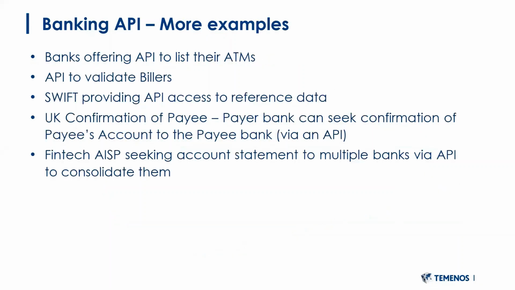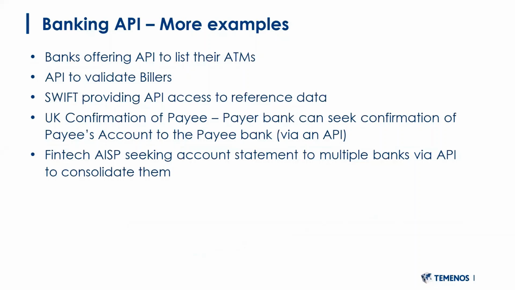There are many more examples in the banking world. Banks offer APIs to list their ATMs. If you have an app and you want to help your customers find the nearest ATMs, you can call these APIs and get the list of ATMs to be shown on your app.